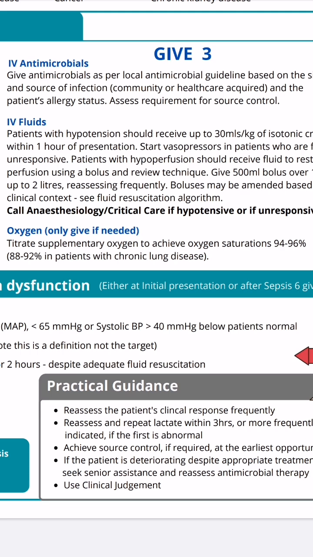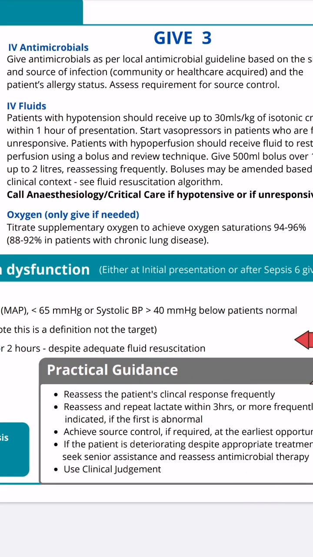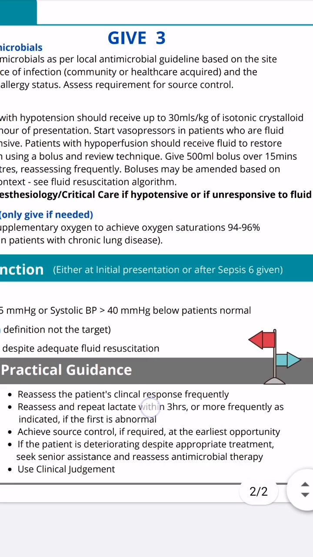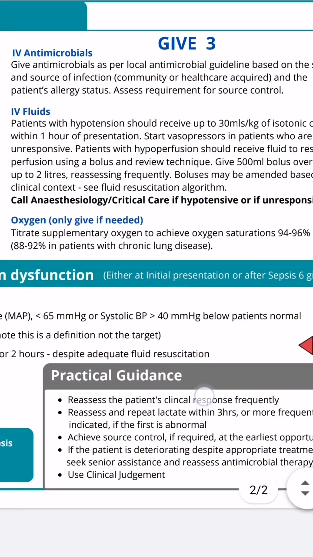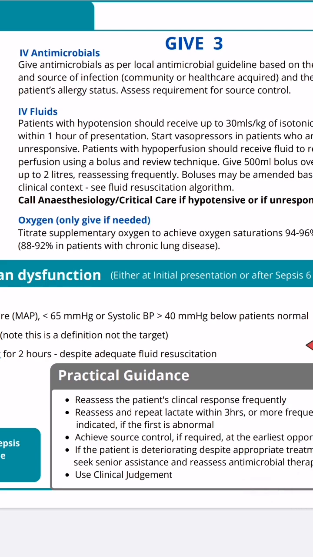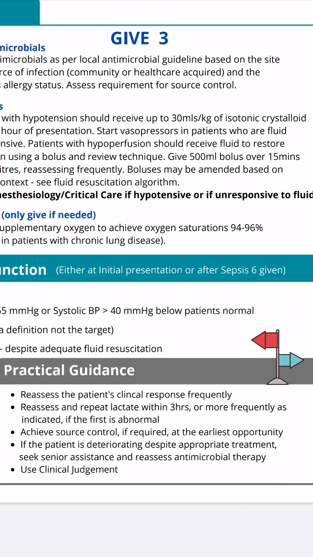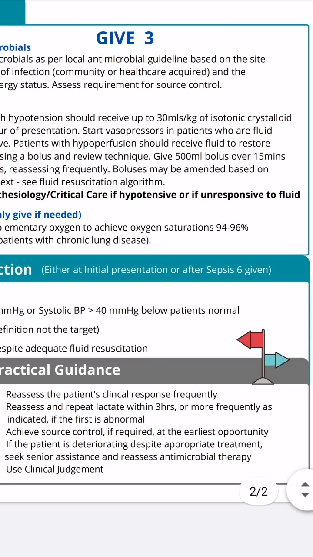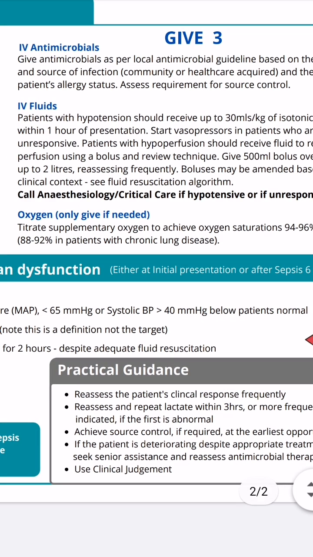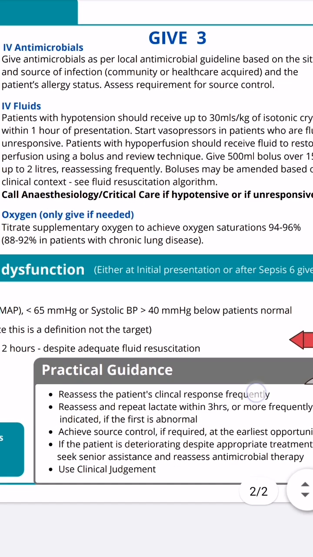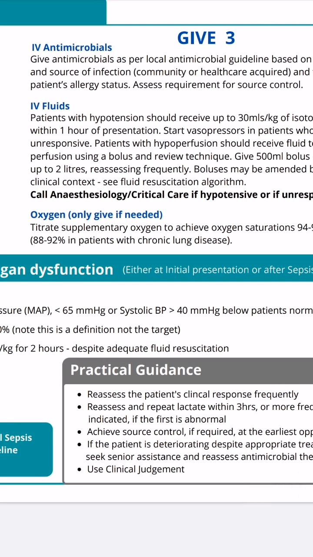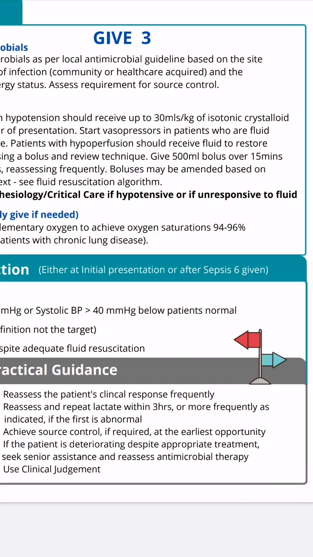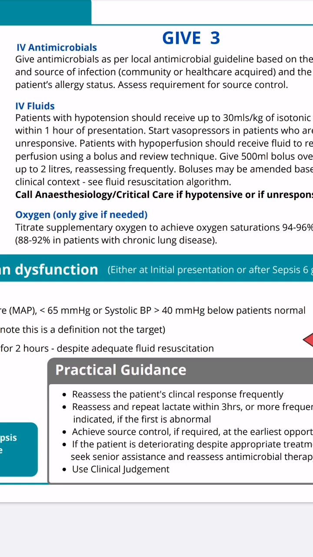So this is the most important factor in management of the sepsis. If we are going for the IV fluid, patients with hypotension, low blood pressure should receive up to 30 ml per kg of isotonic crystalloid within 1 hour of presentation. Start vasopressors in patients who are fluid unresponsive. Patients with hypoperfusion should receive fluid to restore perfusion using a bolus technique. Give 500 ml bolus over 15 minutes up to 2 liters. Reassess frequently. Boluses may be amended based on clinical context.